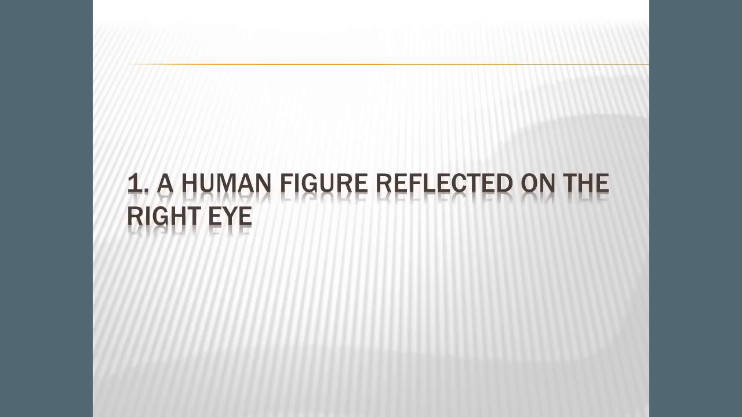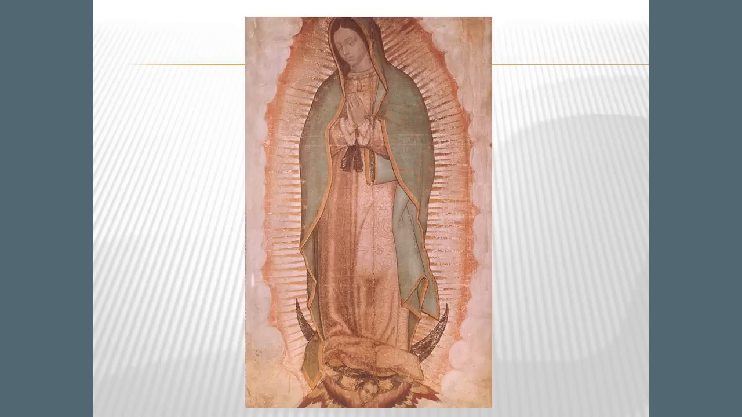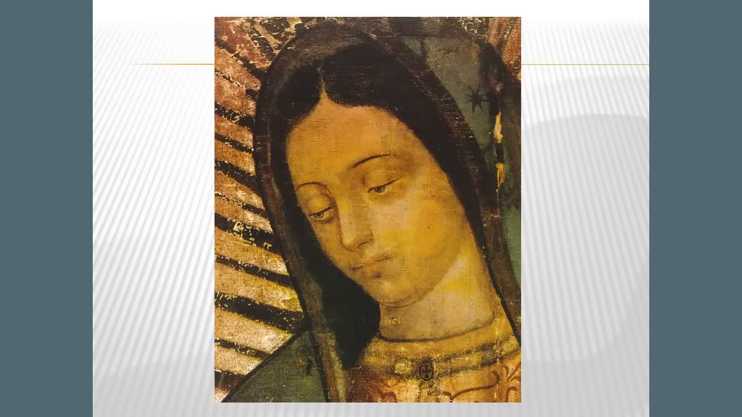So let's continue with the eyes. From the very beginning, even from the 16th, 17th century, they noticed that with just a magnifying glass, you can see a person reflected on the right eye very clearly.